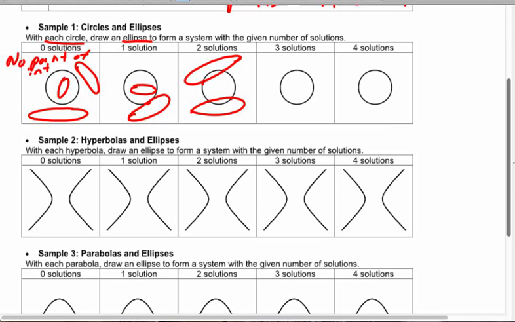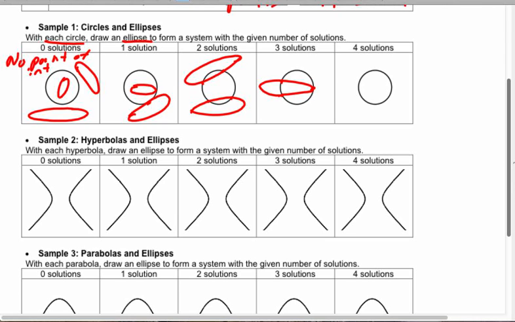So 3. This one seems a little bit harder, but not really. I know I'm going to have 1, 2, 3. So in other words, this thing's going to come through. You just touch here and come through like that. Now there's a lot of other ones you can do, as long as it just touches once at one point and then goes through the other side.